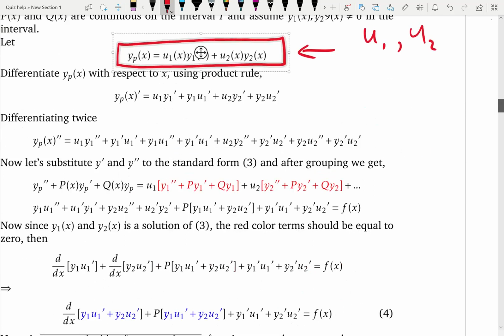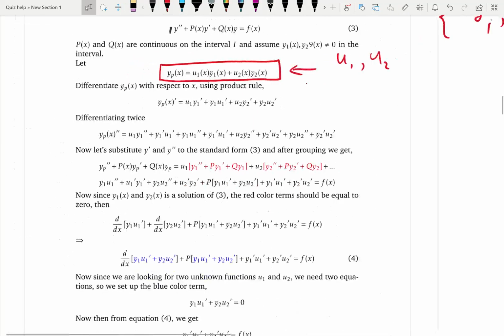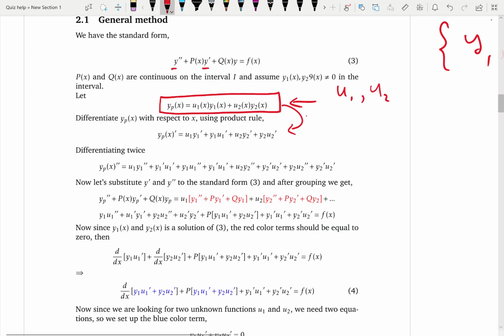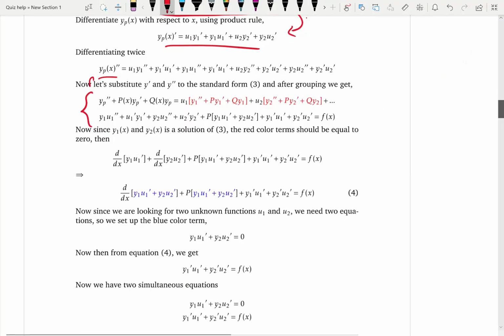Now we are going to substitute yp back into the differential equation. I'm just going to explain the steps and not show the work because it's extremely tedious to show in a small video. To substitute, of course, we need to find y prime and y double prime, and you have to use the product rule here because u1, y1, u2, and y2 are all functions. So you have to apply the product rule several times. Let's say you get y prime and y double prime like this. When you substitute them back here, this is what we get, a rather long expression.